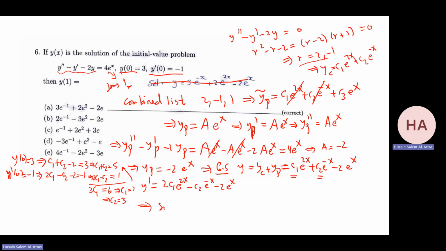So my solution will be what? c1 equals 2, so y equals 2e^x plus 3 e^(-x) minus 2x e^x. But what they want is y at 1. y at 1 will be 2e squared plus 3e^(-1) minus 2e, which is this one. Yeah, I double checked the calculation. It was okay.